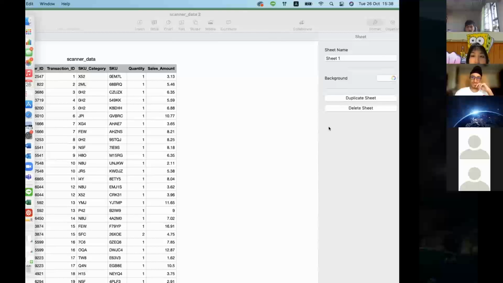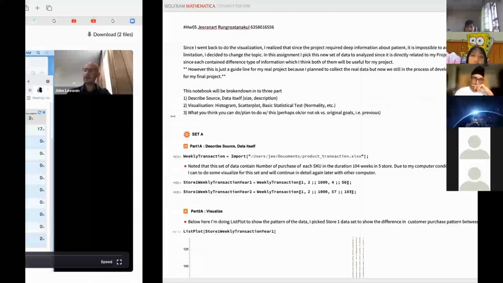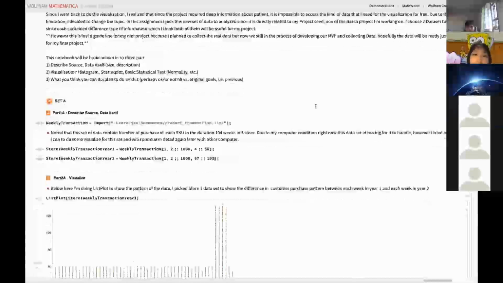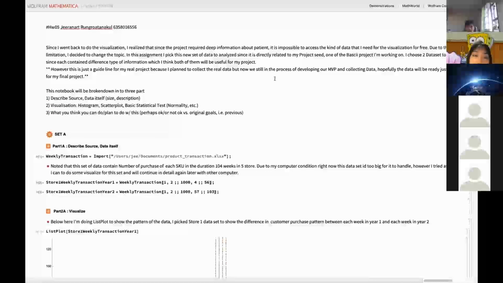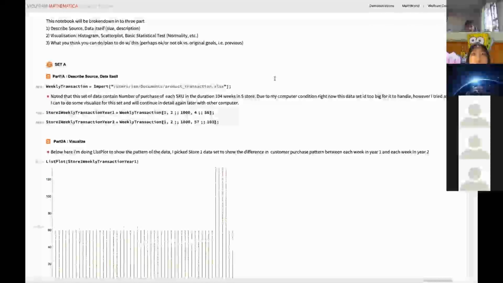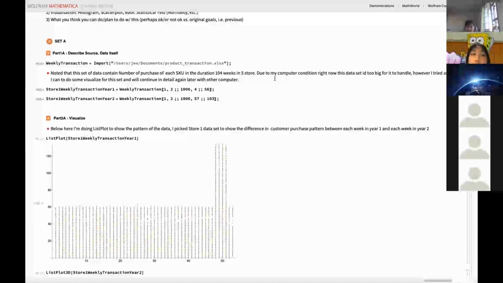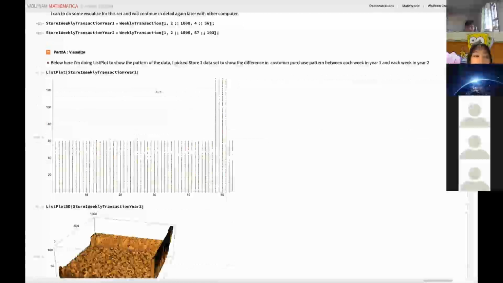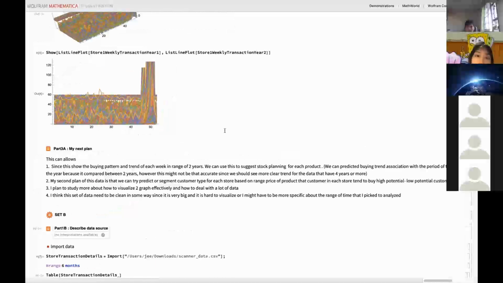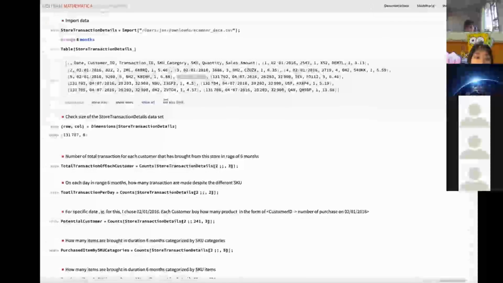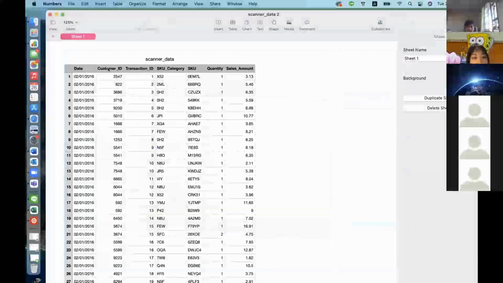Okay, so I changed my project topic because the set of data isn't really there. So I changed to this one, which is more related to my project seed. From my homework data, homework 5, I submitted 2 sets of data, but I looked back and picked set B. Here's the data.